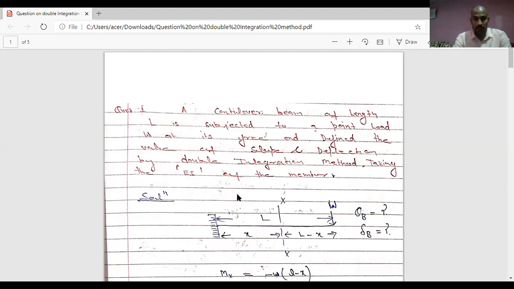So students, tell me, which type of beam is this? Cantilever beam. Here one end is fixed and the other end is free. At the free end, a load W is applied. So here we find theta A and delta B, that is, the slope and deflection at A and B.